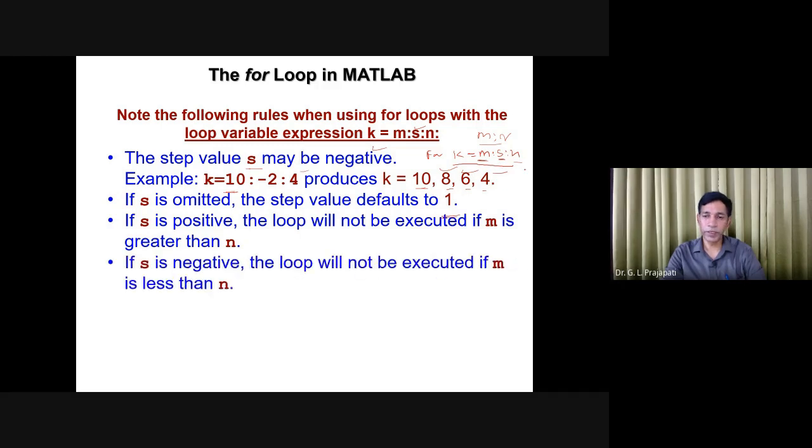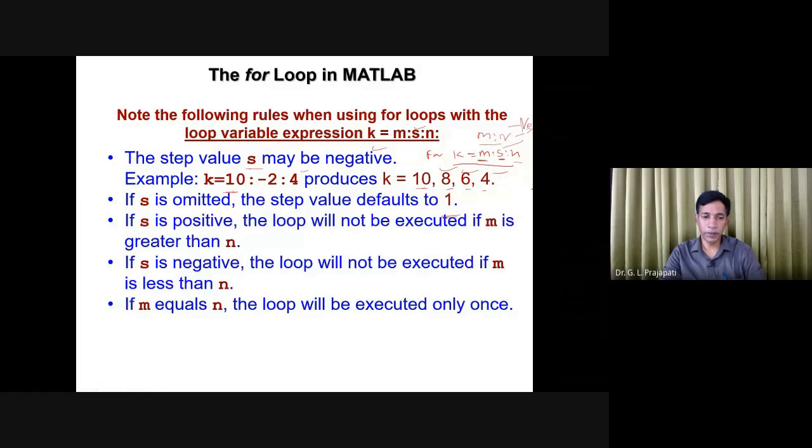And if s is negative, then you have the reverse. If s is negative, then the loop will not be executed if m is less than n. So if s is negative, m must be greater than n. If m is not greater than n, that is, if m is less than n, then the loop will not be executed.